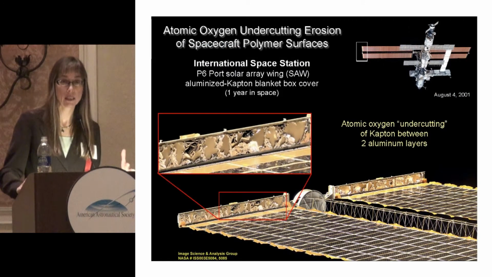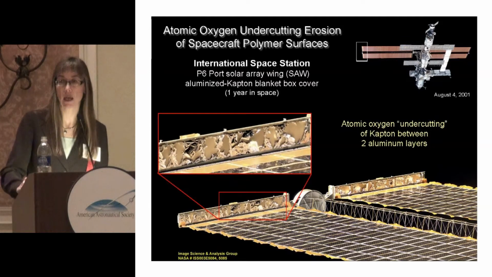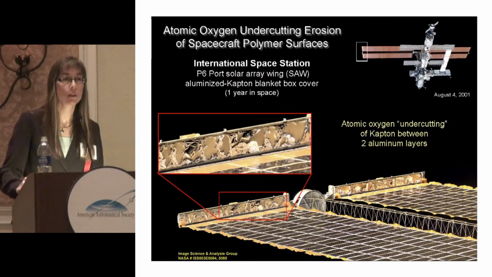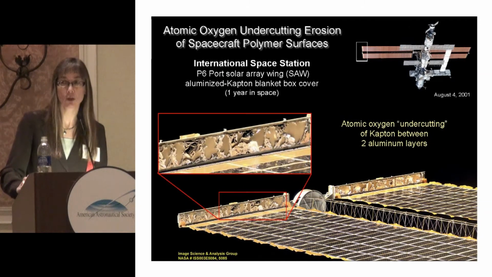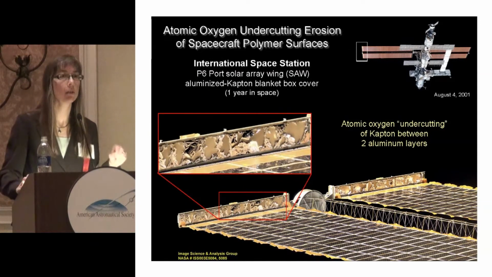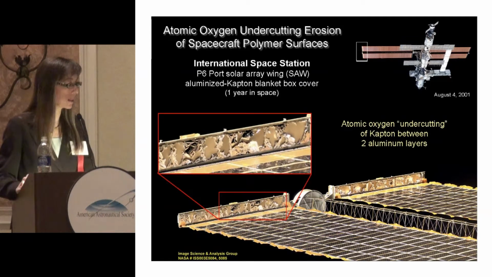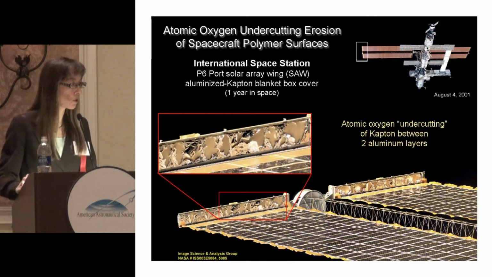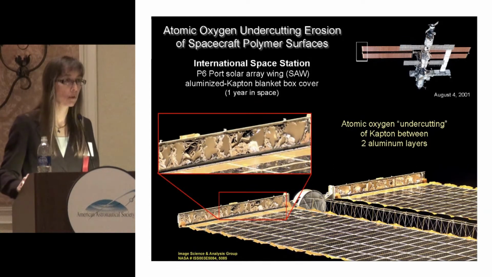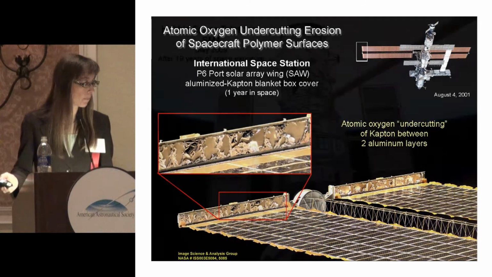Materials that are susceptible to atomic oxygen erosion often will have a protective coating or atomic oxygen durable coating. But even materials with these durable coatings can degrade due to atomic oxygen erosion through a process we call atomic oxygen undercutting, where the atomic oxygen can interact and oxidize the underlying material at defect sites in the coating. This slide provides an example of atomic oxygen undercutting erosion of a double aluminized capped-on material that was flown on space station for only 1 year.